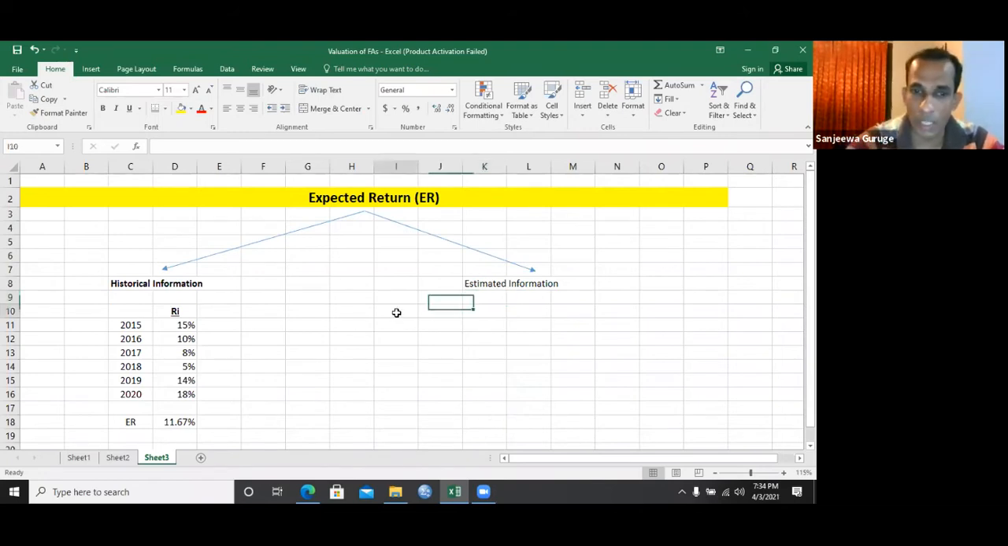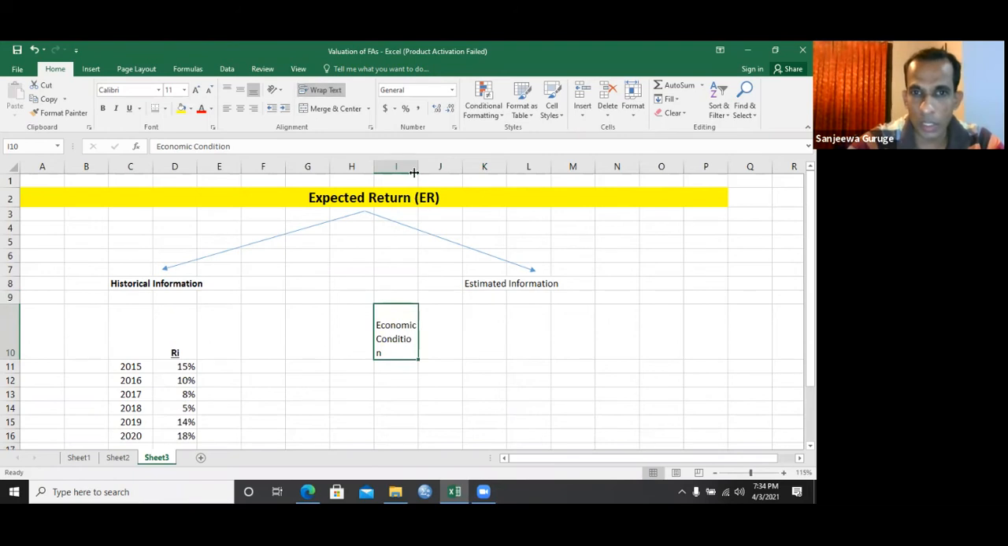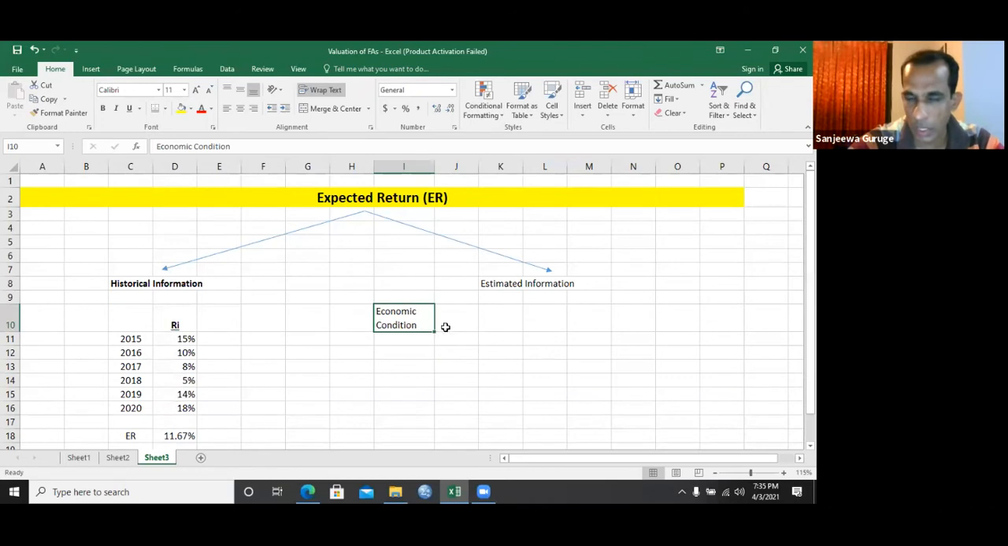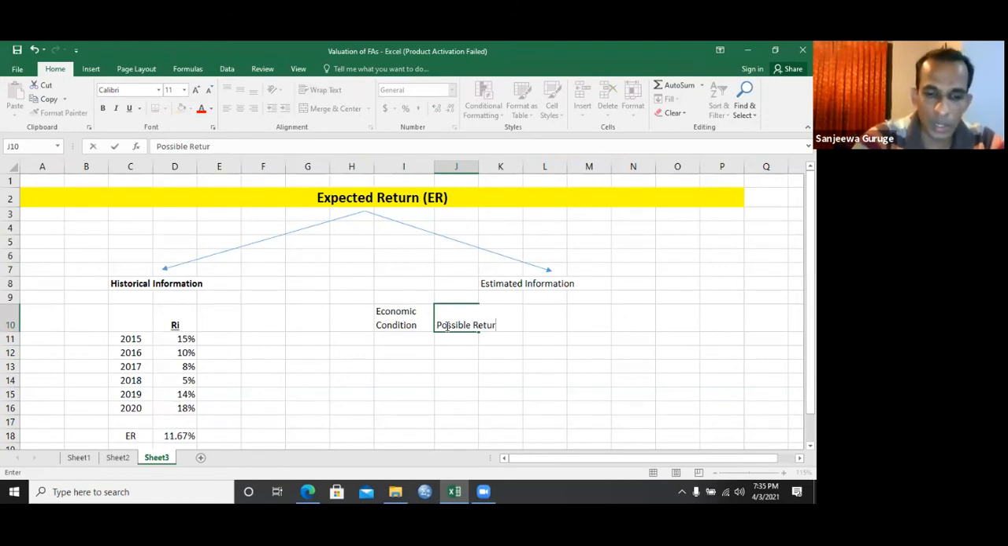That means under different conditions. It may be different economic conditions. What are the possible economic conditions? And then what is the possible return under different possible economic conditions? When we consider the different economic conditions, what is the possible return under that particular economic condition?